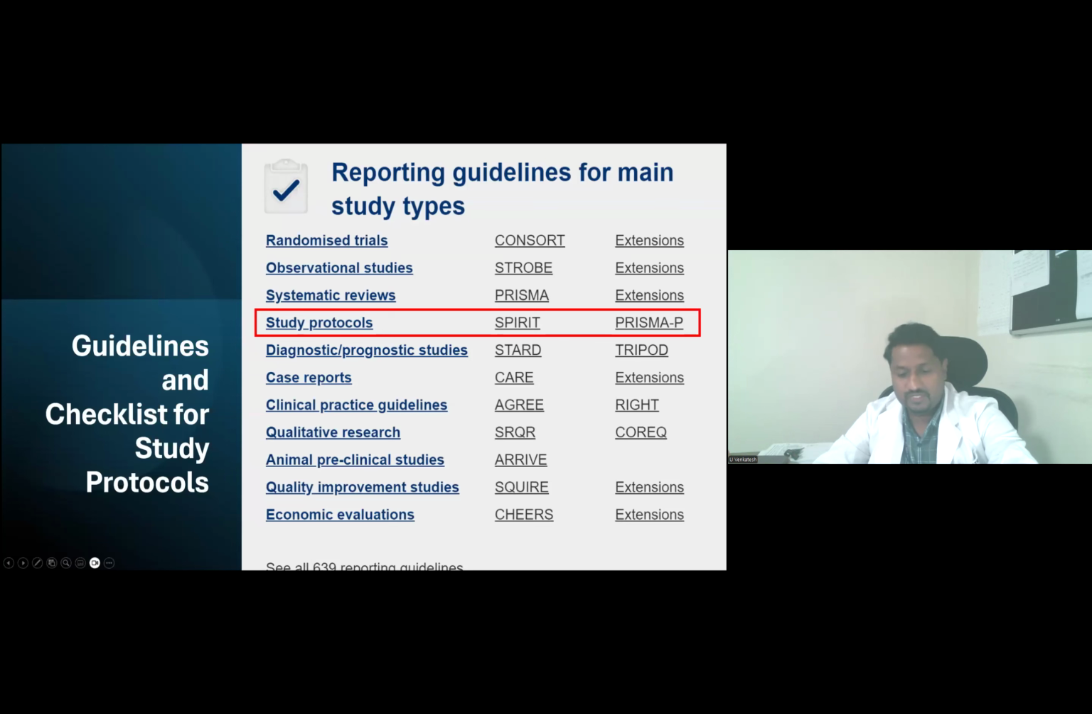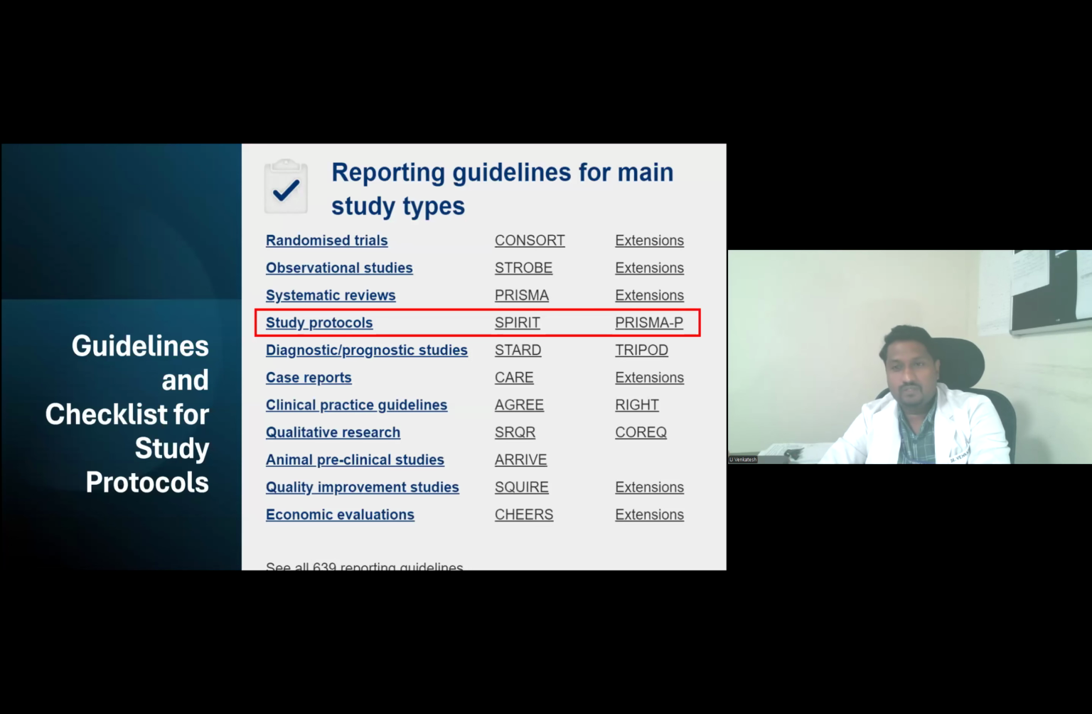Let's come to some of the standard protocol checklists which are available. As many of you know, there are reporting guidelines available for a randomized trial. We have a checklist called CONSORT. Similarly, for observational studies, we have a guideline called STROBE, and for systematic reviews, PRISMA. Similarly, we have checklists for study protocol reporting also. So you can download these protocols. There are various checklists available, but as you can see in my slides, there are 639 reporting guidelines available in the EQUATOR network.